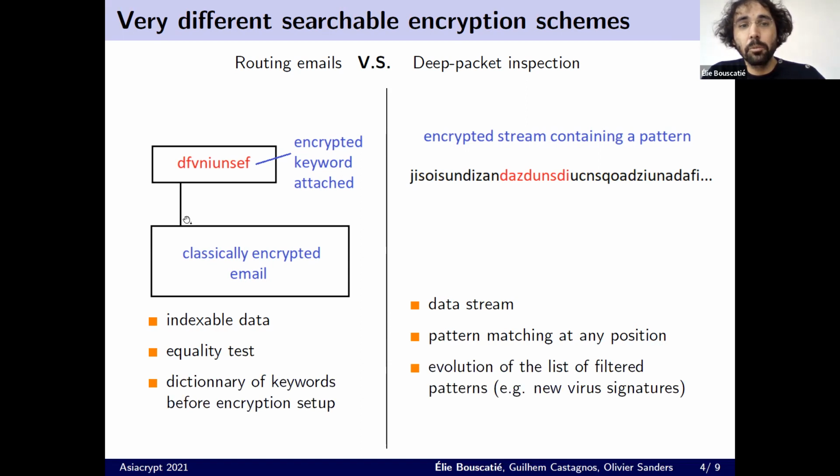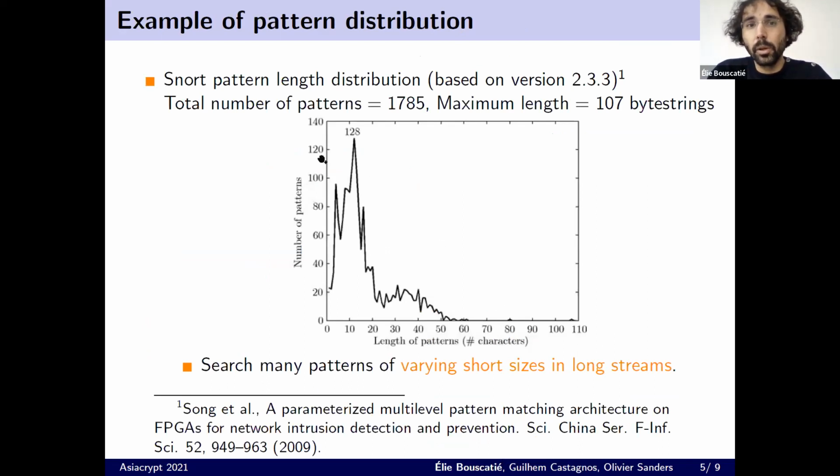Here, the dictionary of keywords can be set before setup. But here, the patterns that are filtered evolve to get new virus signatures. And a pattern can even be searched in something that has been encrypted before we chose this pattern, for forensic search, for instance. So we give another name to this special case, and we name it stream encryption supporting pattern matching.